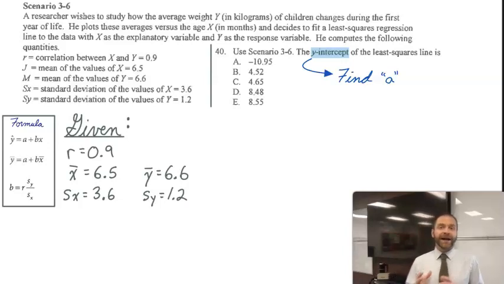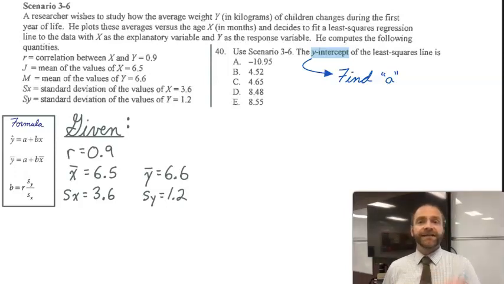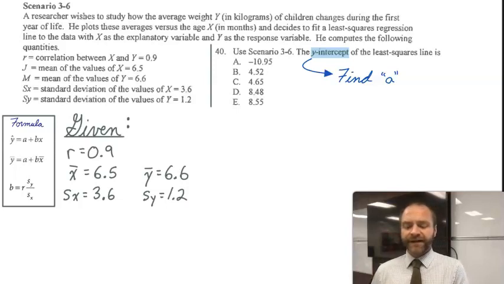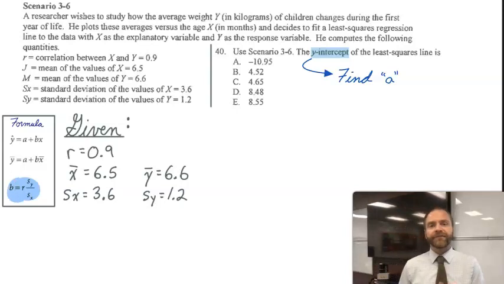Now, if I outline over to the side what I'm given, and I look at those formulas, something stands out to me. I can see I have enough information to plug directly into that formula, b equals r times s of y over s of x. I have s of y, I have s of x, I have r. I could plug it in and find b.